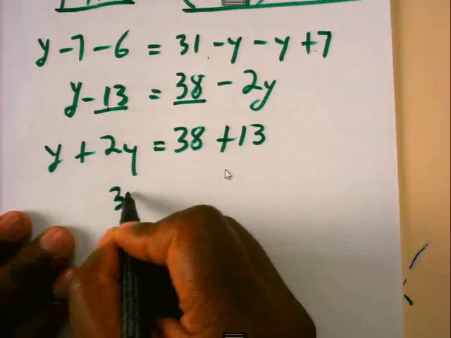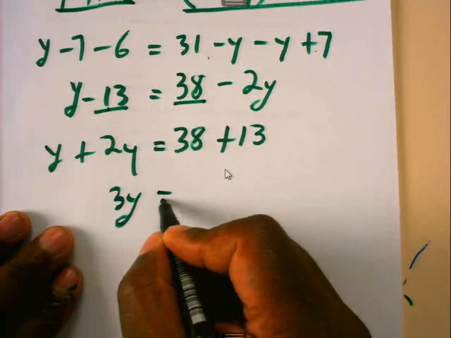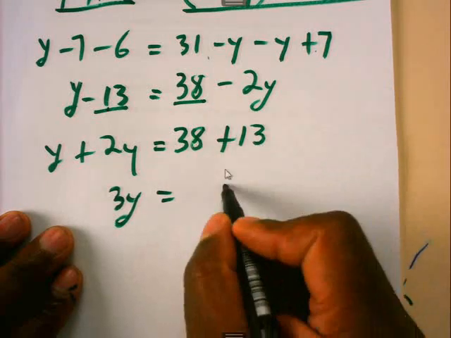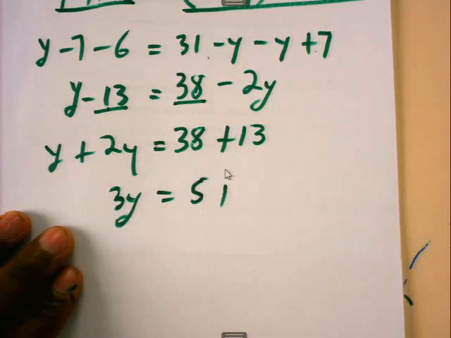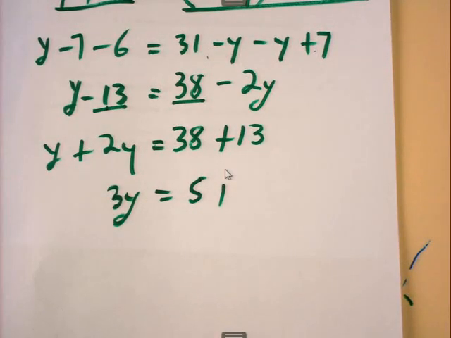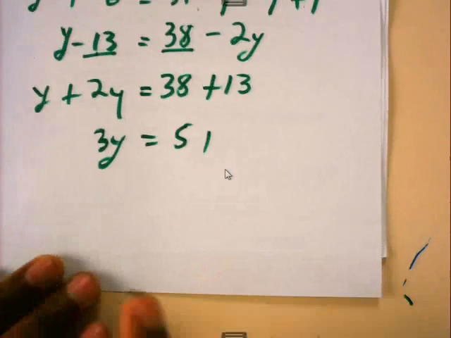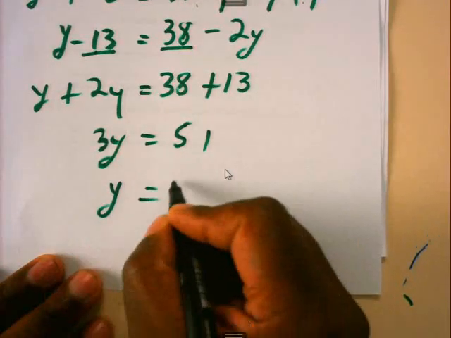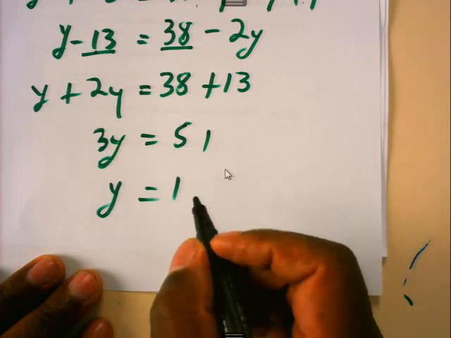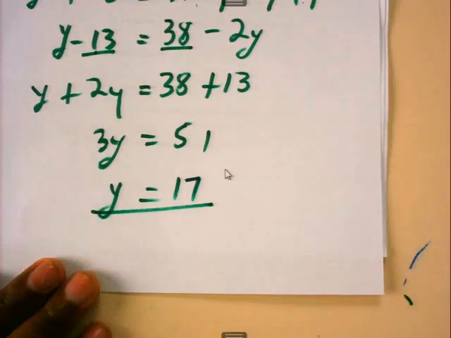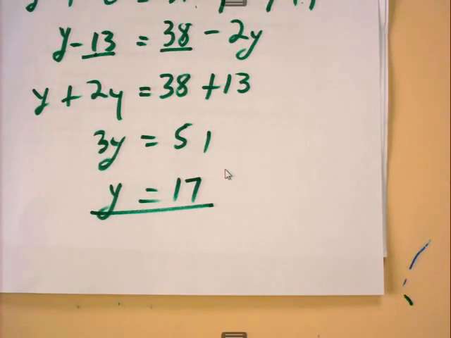y plus 2y gives you 3y. 38 plus 13 gives you 51. So all you have to do is divide by 3. If you divide by 3 here, you've got y. 51 divided by 3 gives you 17. That is the value of y. I hope you got it right.